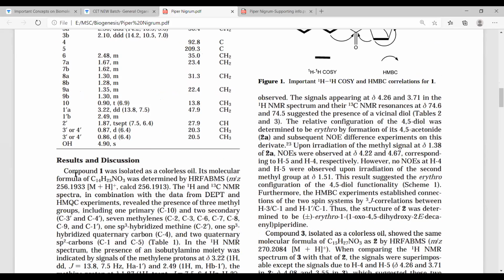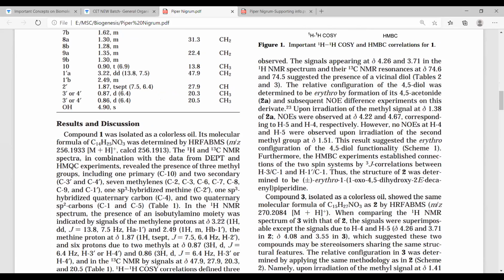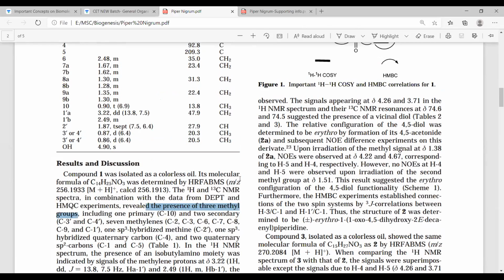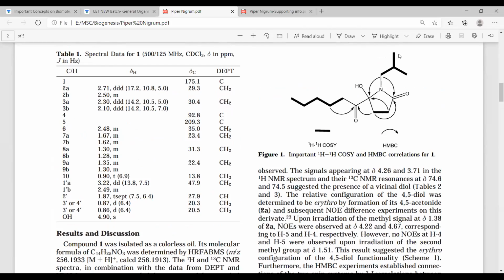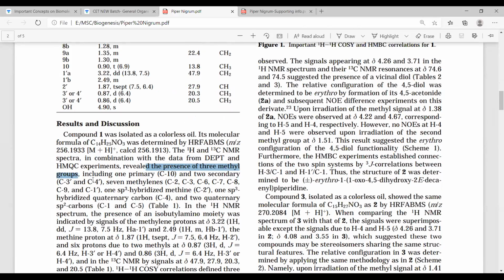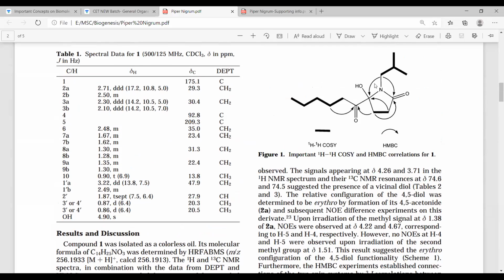Based on that, we also discussed yesterday about compound 1. How many carbons are there? Primary carbons: see, the presence of 3 methyl groups. This is number 10, this is number 3, and this is number 4. So 3 primary, 3 methyl groups are there. Then 7 methylenes. Methylene means CH2. So where are the methylenes? 1, 2, 3, 4, then 5, 6, and 7. Correct?